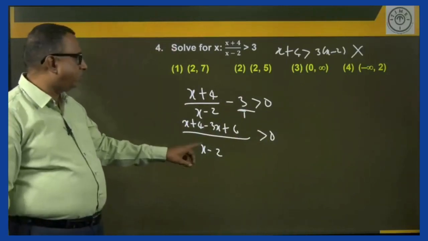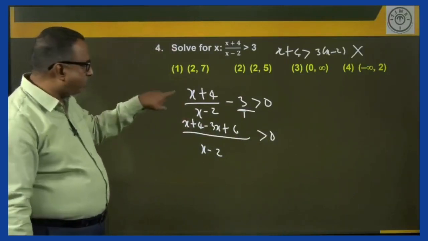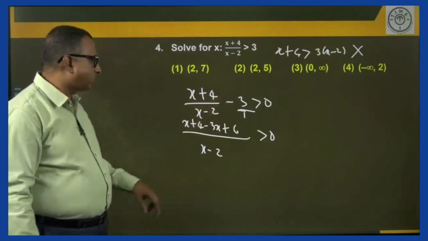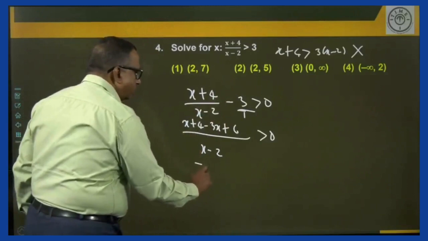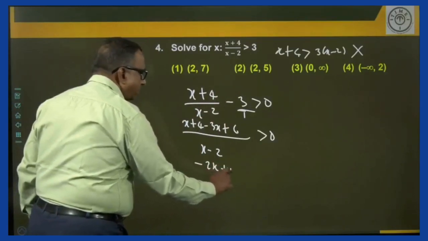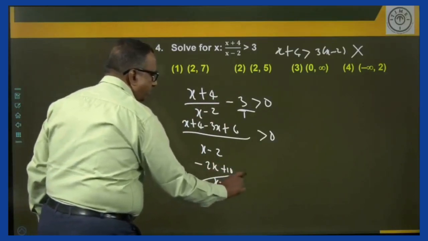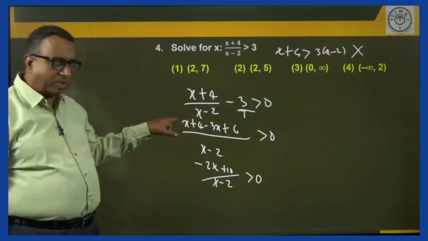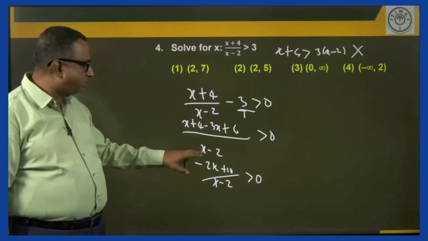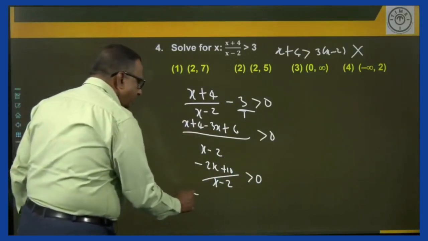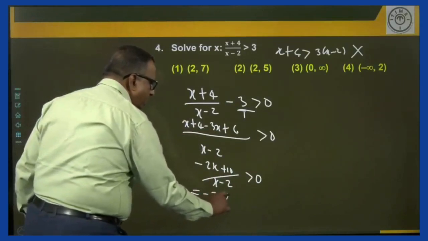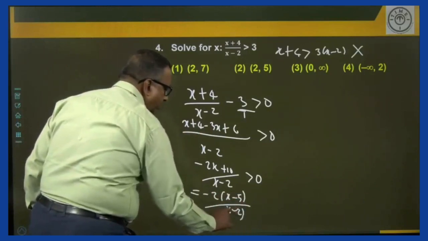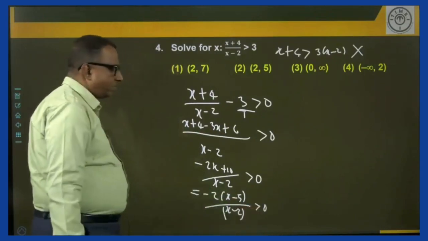LCM is x minus 2. X minus 2 will go here, 1 into x plus 4 as it is, minus 3x plus 6. So you get minus 2x plus 10 by x minus 2 greater than 0. Minus 3x plus x is minus 2x, 6 plus 4 is 10. Here we can take minus 2 common. If you take minus 2 common, you get x minus 5 by x minus 2 greater than 0.